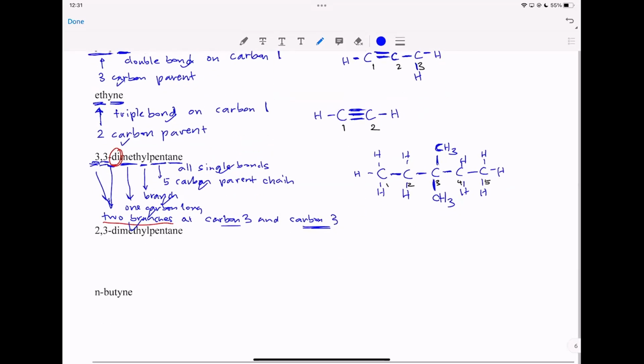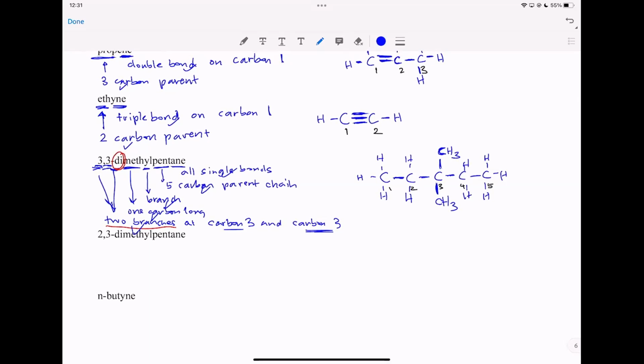Now for 2,3-dimethylpentane, this is almost the same. So you still have the 5-carbon parent. That's what pentane is. You have the 5-carbon parent with all single bonds. And then you also have 2 branches. The di means 2. Meth means 1. So it's a 1 carbon long branch. And you know it's a branch because it's the YL.